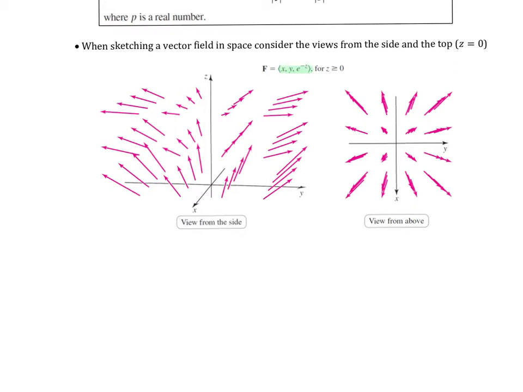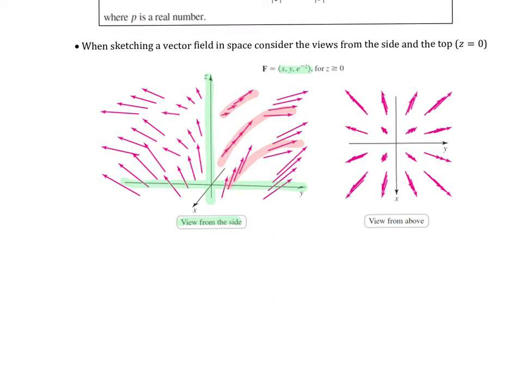So one way you could sketch a three-dimensional vector space is to look at it in the xy plane, the yz plane, or the xz plane. So notice if I was to look at this from the side, and it looks like this is the yz plane, a little bit offset, that's what our vector field would look like. And in fact, what's really interesting is notice that this kind of does look like an exponential function, right? So notice that my z component is e to the negative z.